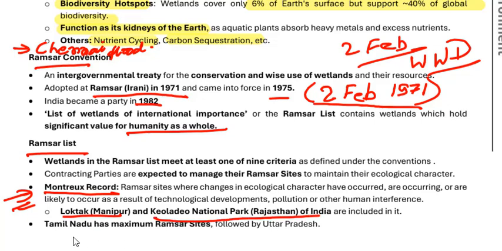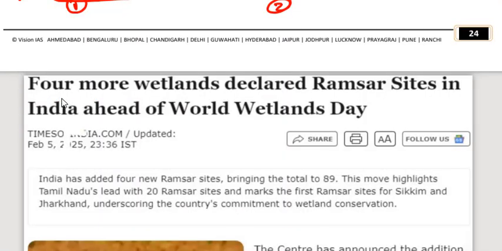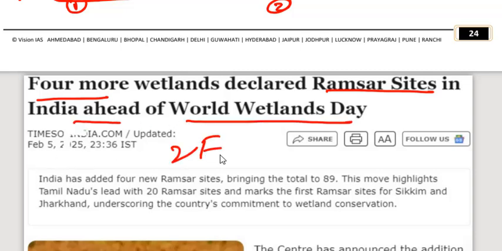In general, you need to know the basic points also. Tamil Nadu has the maximum Ramsar sites, followed by Uttar Pradesh. First is Tamil Nadu, second is Uttar Pradesh in the number of Ramsar sites. This I already have mentioned. 4 more wetlands have been declared Ramsar sites in India ahead of World Wetlands Day, that is 2nd Feb. 2nd Feb is observed as World Wetlands Day.